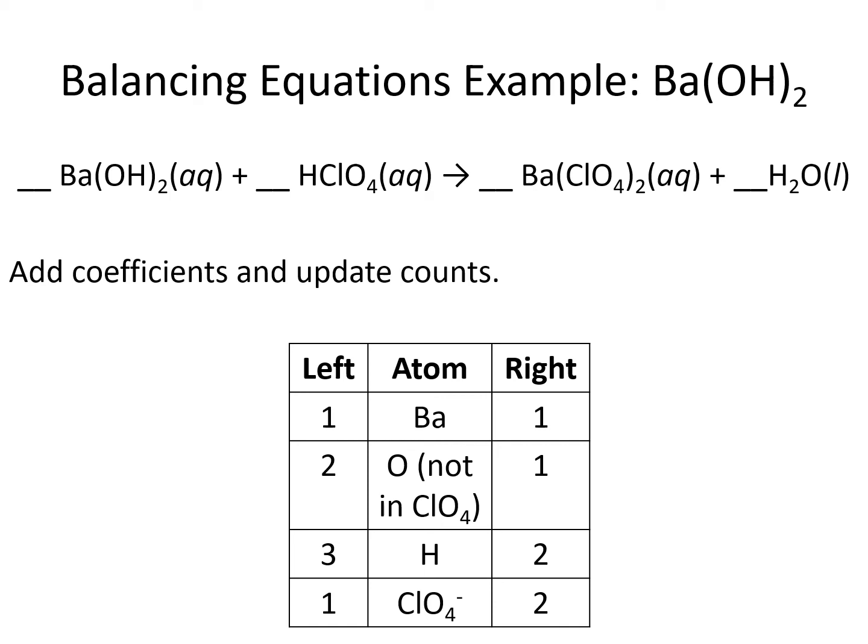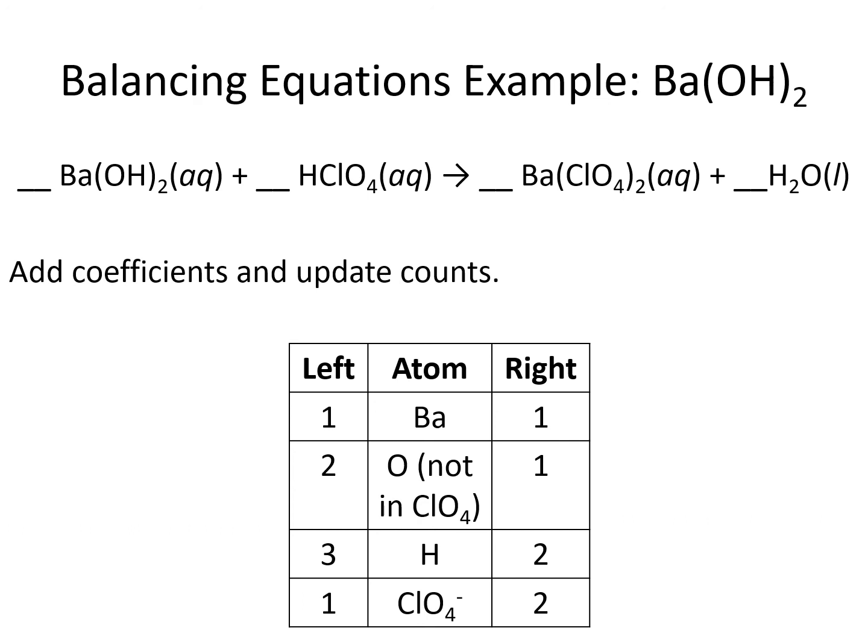We're going to start adding in our coefficients and update our counts. This time, because it's not a combustion reaction, we don't have our steps laid out for us. We don't have a particular order to follow. Here are a few things that help me when deciding what to do first. You will often want to balance polyatomic ions towards the beginning. If you have a 3 as the subscript of something, then you might want to do that towards the beginning as well. In this case, I look at the perchlorate and I see that I've got 2 on the right and 1 on the left.